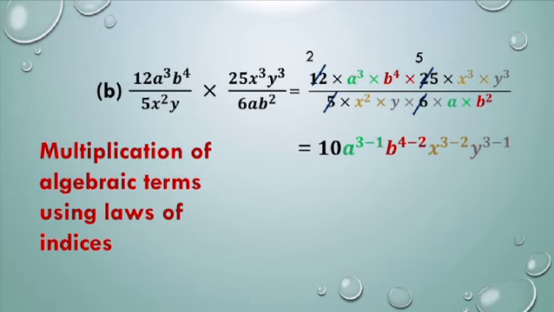So a cube divided by a, giving me a to the power of 3 minus 1. B power 4 over b power 2 will give me b to the power of 4 minus 2. X cube here divided by x square will give me x to the power of 3 minus 2. Y cube over y will give me y to the power of 3 minus 1. Simplifying will give me 10 a square b square x to the power of 1 y to the power of 2. I could also omit the power 1 for x. I can just write it as x.